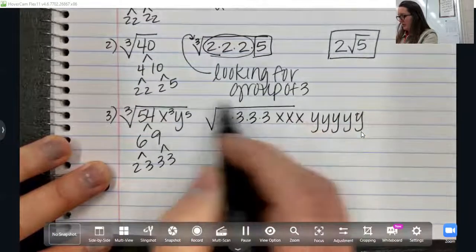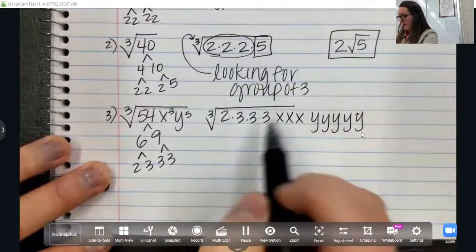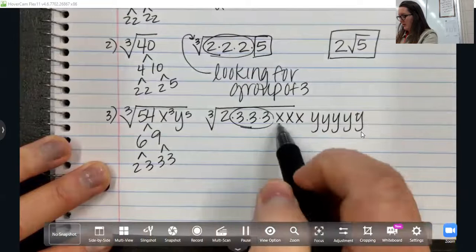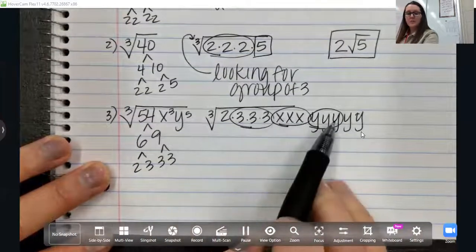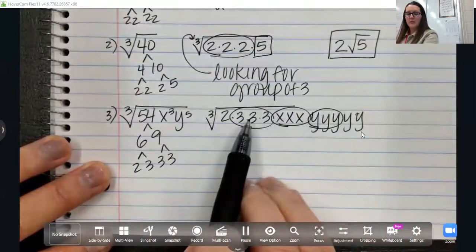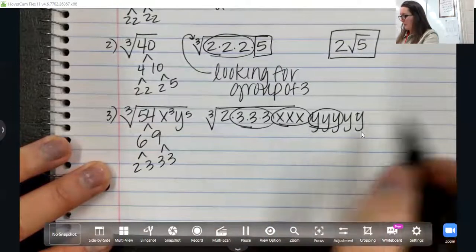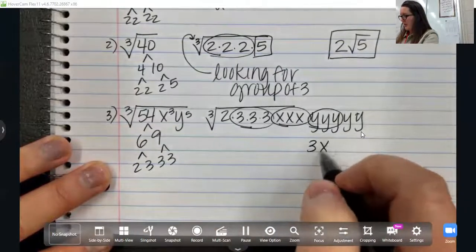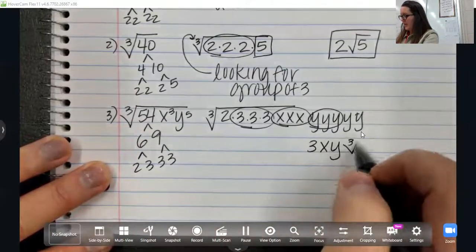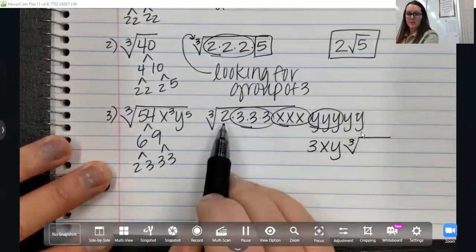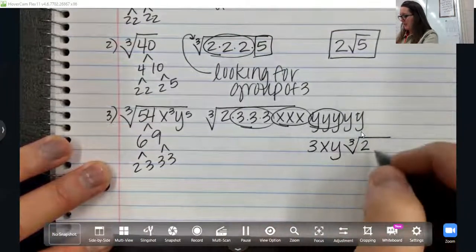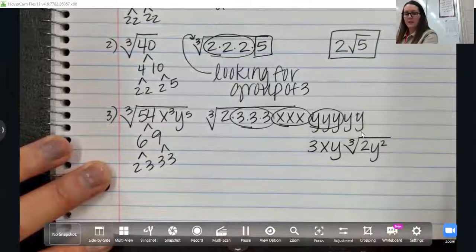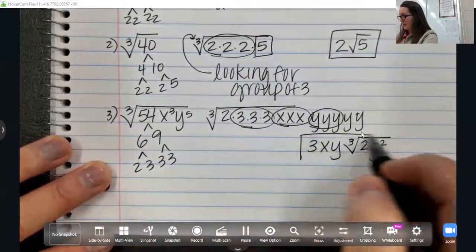So I'm looking for groups of 3, right? So I have a group of 3 here, a group of 3 here, and a group of 3 here. So that tells me what I can take out. I can take out a 3, an x, and a y. And what I did not circle is what gets left inside. So a 2 gets left inside, no x's, I took them all out, and 2 y's get left inside, all right? So that's your answer for that one.